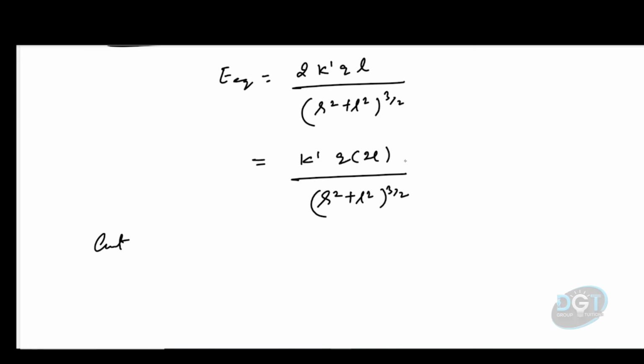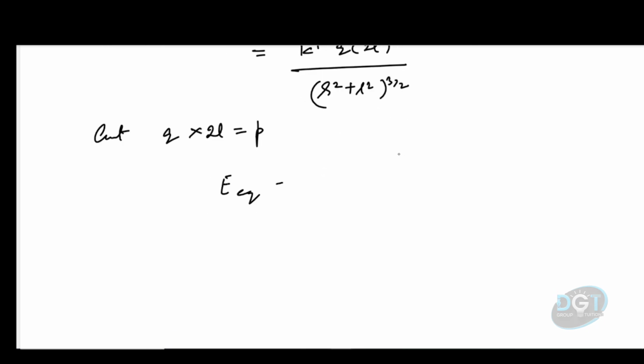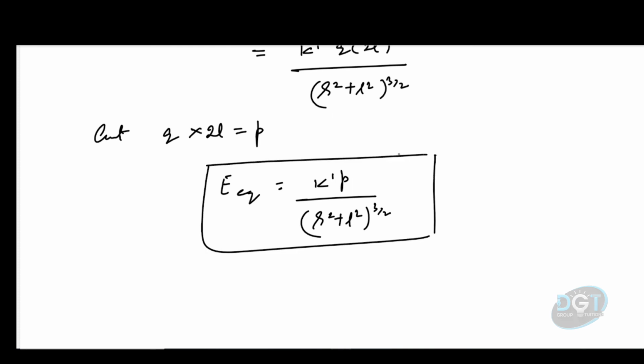But we know Q into 2L is nothing but dipole moment. Therefore, E equatorial can also be written as K dash p upon r square plus L square raised to 3 by 2. So this is the final expression for electric field at any equatorial point due to an electric dipole.